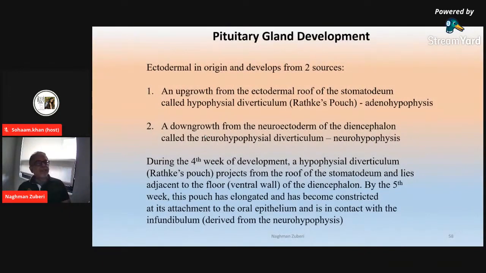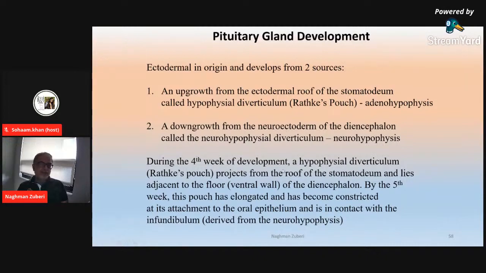Now we are going to discuss pituitary gland development. It is ectodermal in origin and develops from two sources. An upgrowth from the ectodermal roof of the stomodeum called the hypophysial diverticulum, the Rathke's pouch. This portion is known as the adenohypophysis. A downward growth from the neuroectoderm of the diencephalon called the neurohypophysial diverticulum, and this is the neurohypophysis.